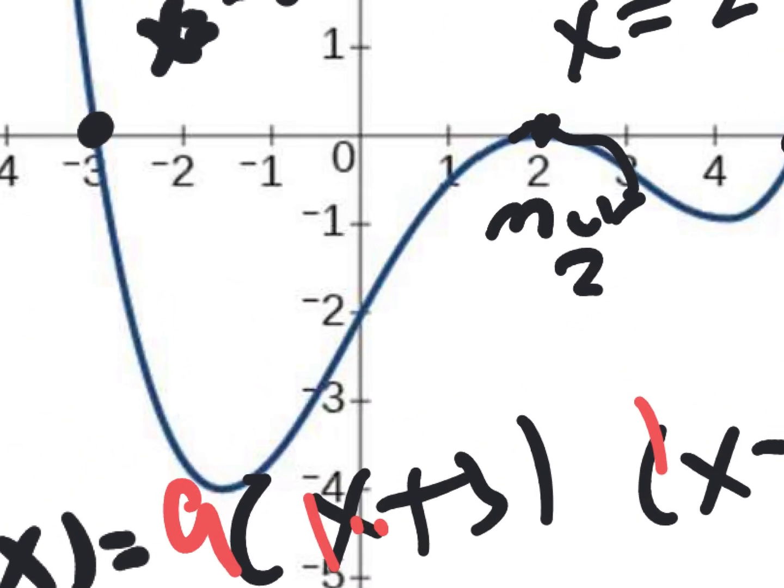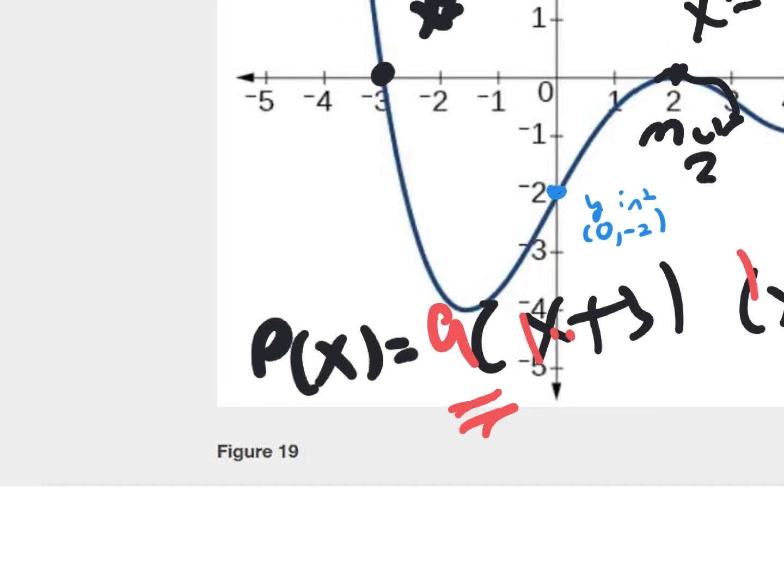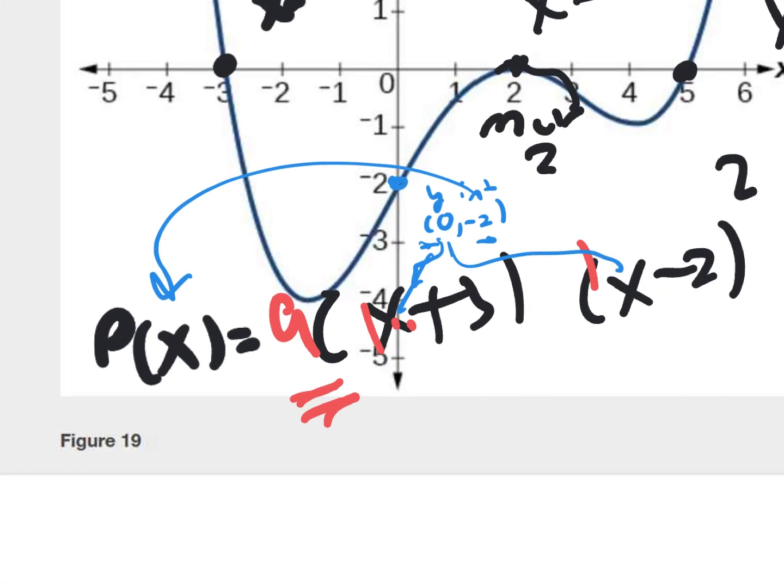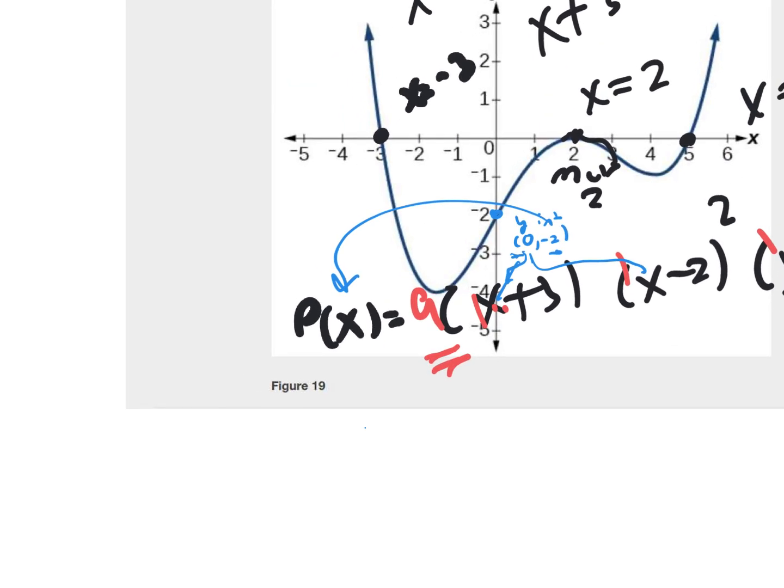Look at here. There's a y-intercept right here. It's a beautiful y-intercept. That y-intercept has a value of 0, negative 2. So I'm going to use this point to say the x is 0 and the y is a negative 2. So the negative 2 goes here, and the x is 0 will go here, and it's going to go here. So I'm going to write that out. Negative 2 equals some a times 0 plus 3, that's 3, times 0 minus 2, that's a negative 2, squared.